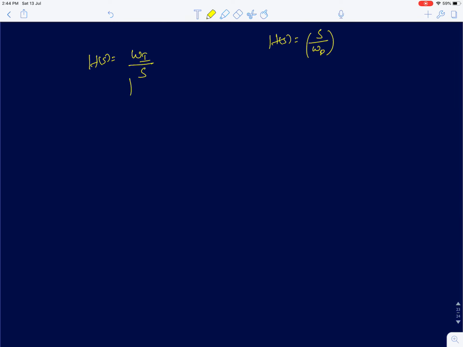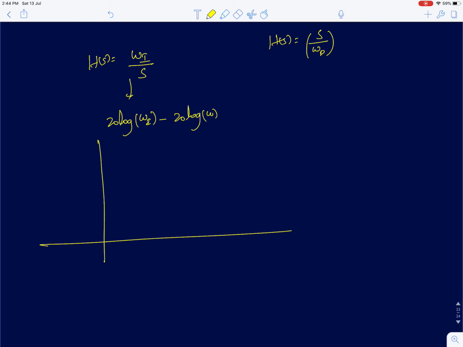Okay. So now when I am plotting this function, I should take s equal to j omega, and I am taking the 20 log of that. You would get 20 log of omega I minus 20 log of omega. So at omega equal to omega I, I am going to write omega I here, and I'll call one of the lines a 0 dB line here.